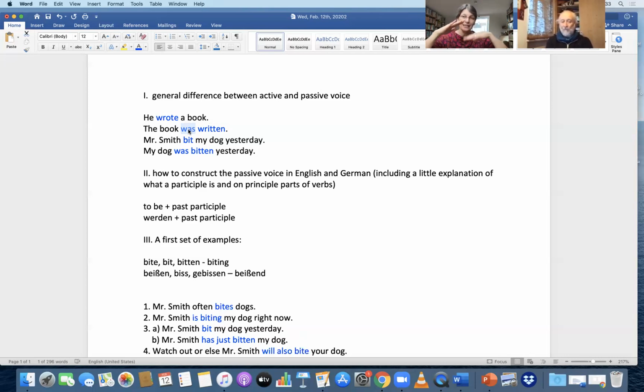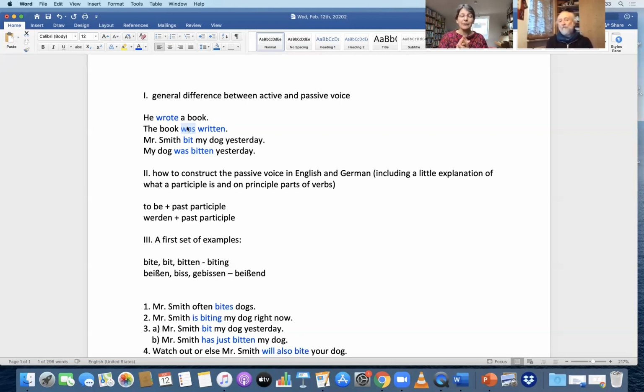So to be needs to be in the tense of the active voice verb. So this is simple past, was is simple past. In both cases, we happen to have third person singular, so we have third person singular in both active and passive voice, but that's a coincidence here. So that's taken care of, and then we need the past participle.